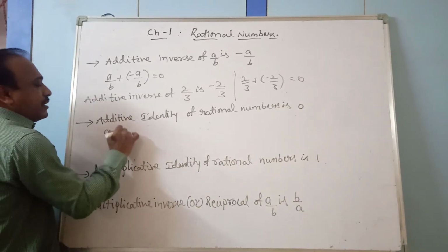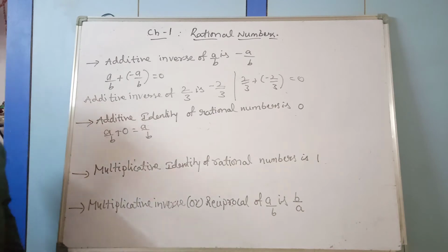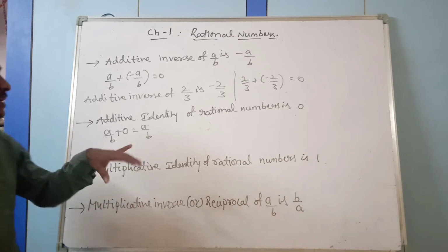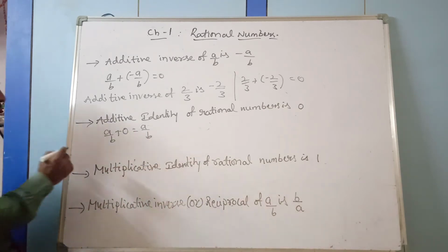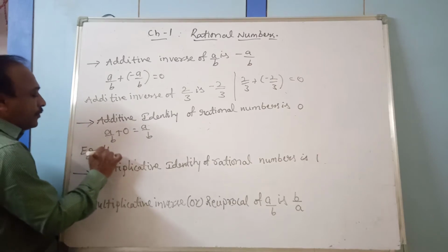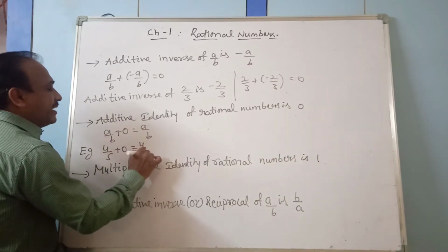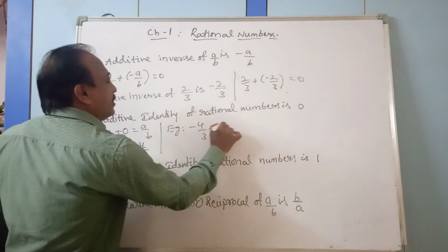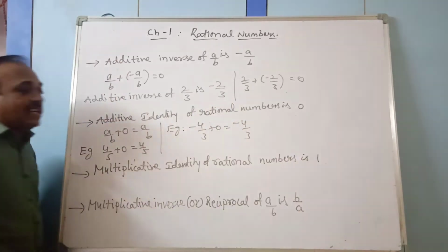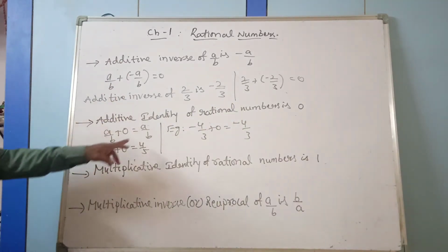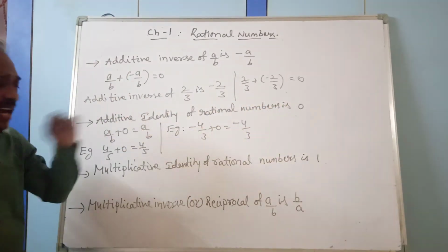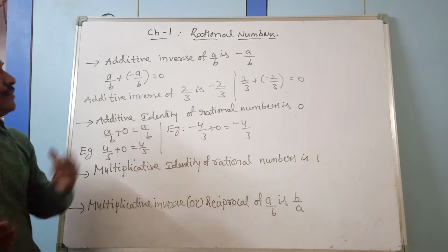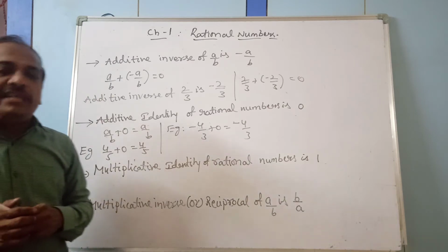a by b plus 0 is equal to a by b, meaning when you add 0 to any number, the result is always the same. So a by b plus 0 is equal to a by b. Example: 4 by 5 plus 0 is equal to 4 by 5. One more example: minus 4 by 3 plus 0 is equal to minus 4 by 3. So 0 is called the additive identity, and the additive inverse means just changing the sign of the given rational.